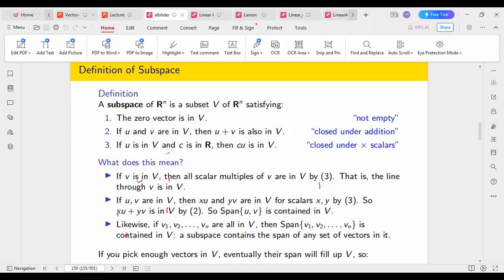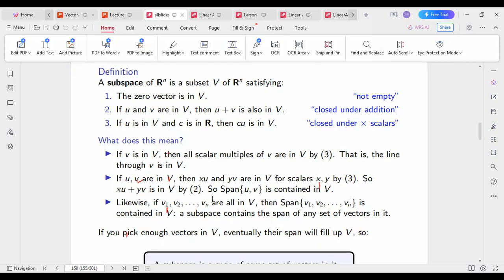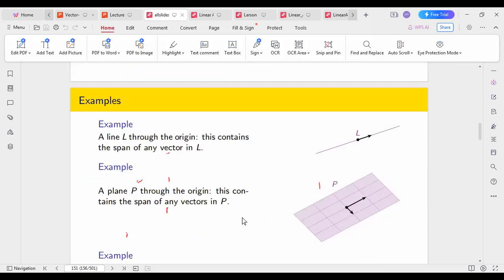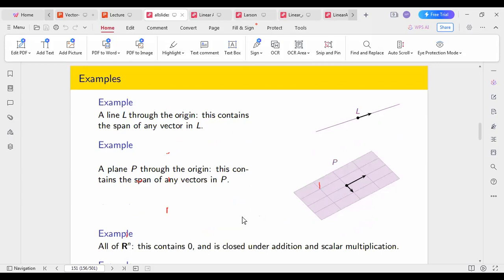So closed under addition means u plus v lies in B. Likewise, if b1, b2, up to bn are all vectors in capital B, the span of them is contained in B. A subspace contains the span of any set of vectors in it.